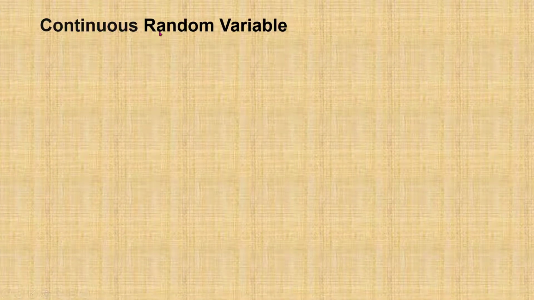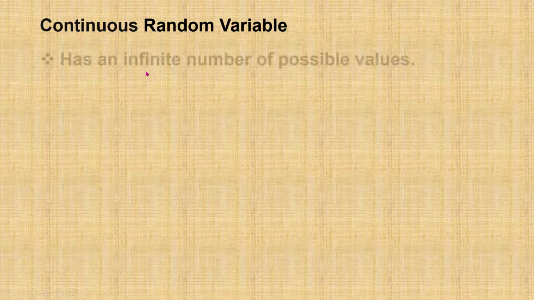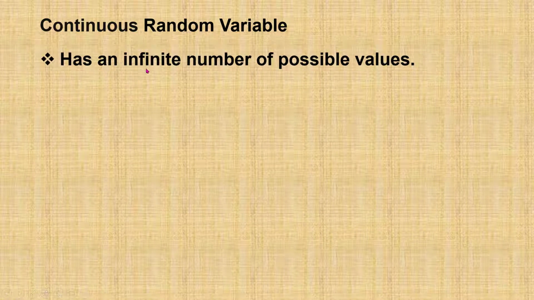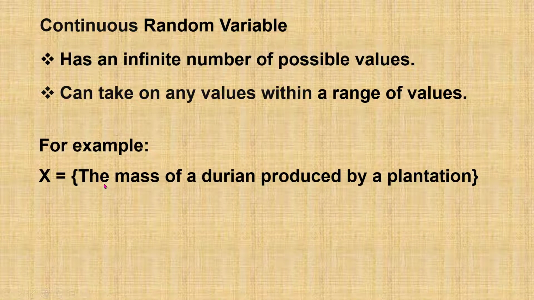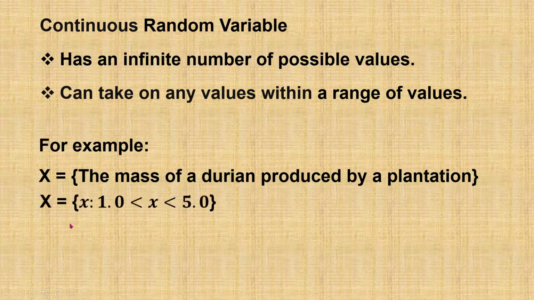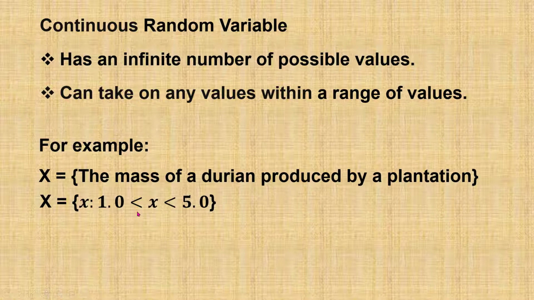Now for continuous random variables. A continuous random variable has an infinite number of possible values, and it can take on any values within a range of values. For example, x represents the mass of a durian produced by a plantation. So x can simply take any value from 1 to 5. So x can take 1.2, 2.3, 3.45, and so on.